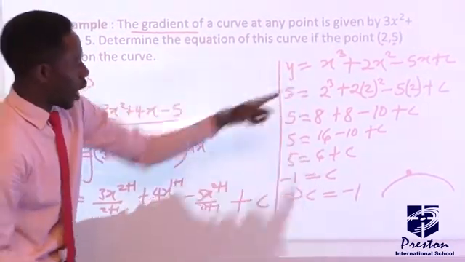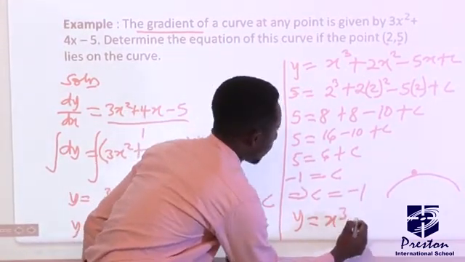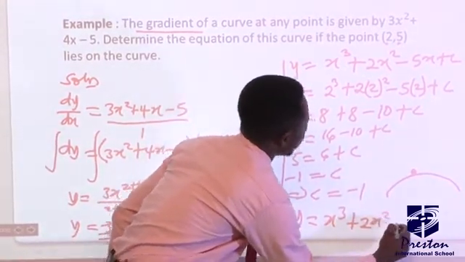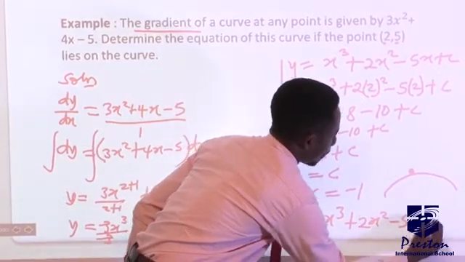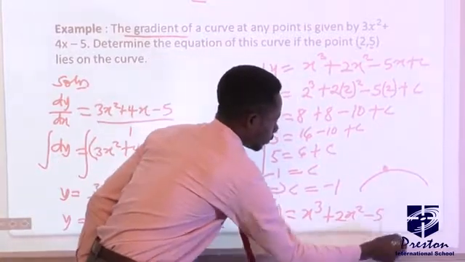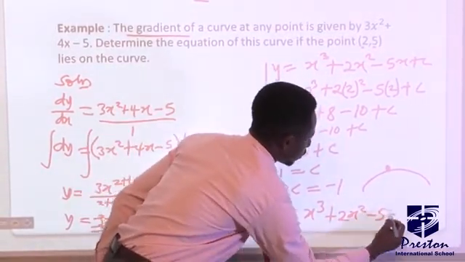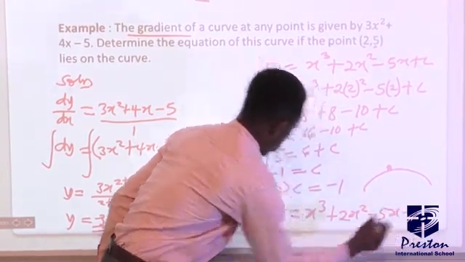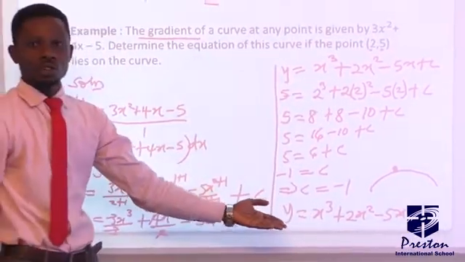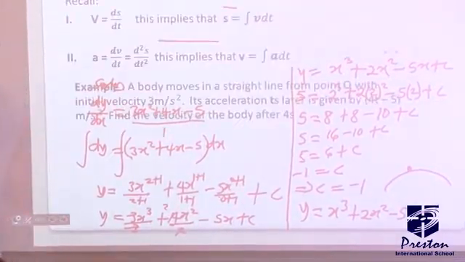And of course, we get the real value of y now. Don't forget that this is y. Our y now becomes x cubed plus 2x squared, then minus 5x, then minus 1. And this is the function whose gradient is the given expression. Once we understand that, let's quickly look at this.